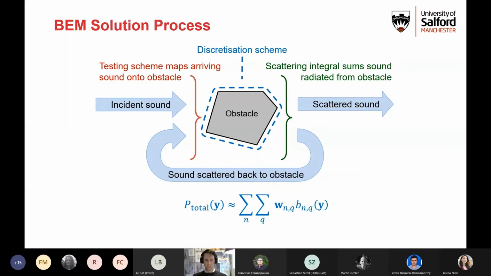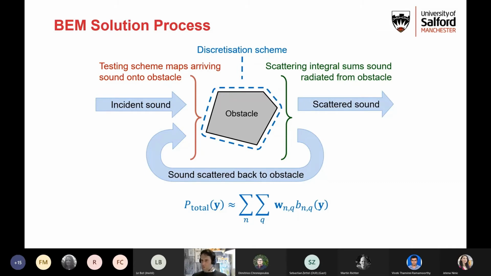Usually what people do is set this up as a matrix equation and invert it, but actually you can solve it by going round and round this loop in an iterative way, as I'll mention again later on. And that's how time domain boundary element solves it. It actually has various problems, but you can do it like that.